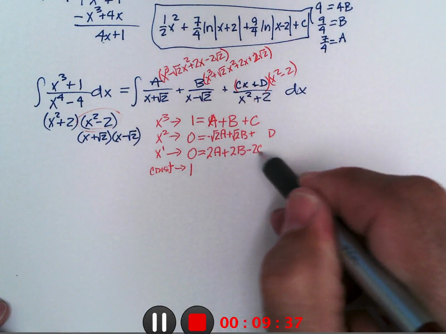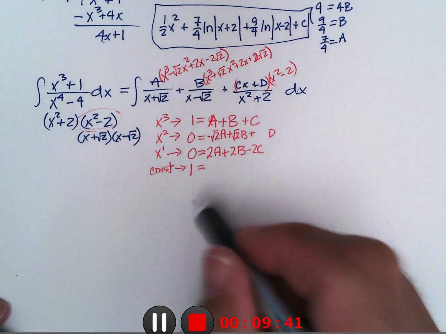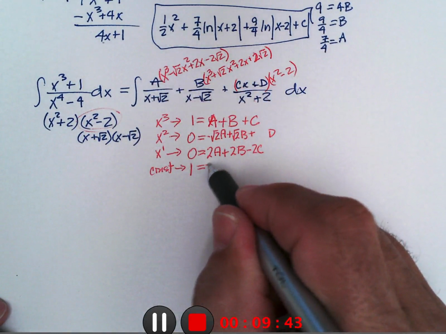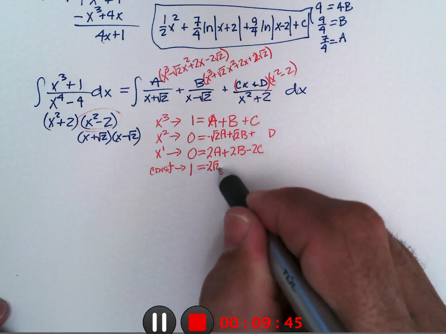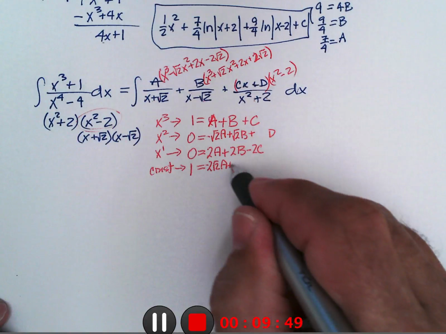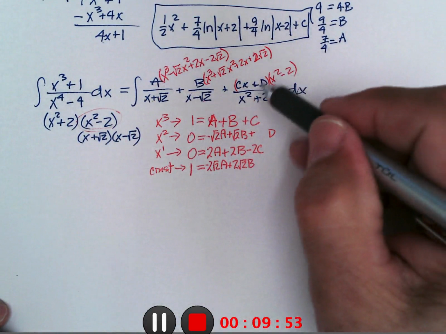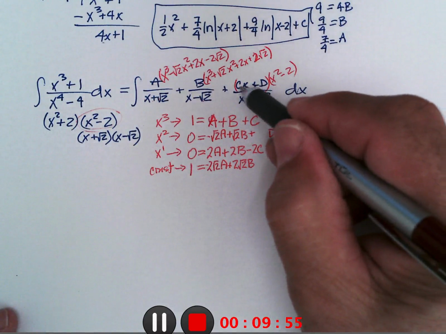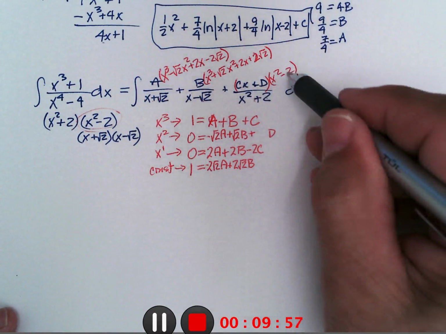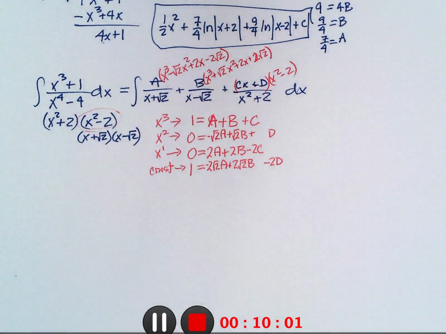And then we have the constants. We have minus 2 square root of 2a plus 2 square root of 2b. And then over here, the cx will not make a constant, but the d times that minus 2, minus 2d. So that got a little crowded, but now I'll pull out my calculator, if I can find it.